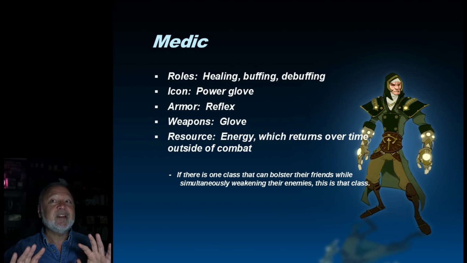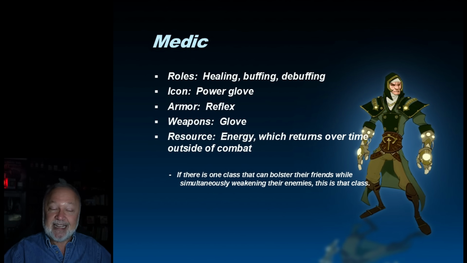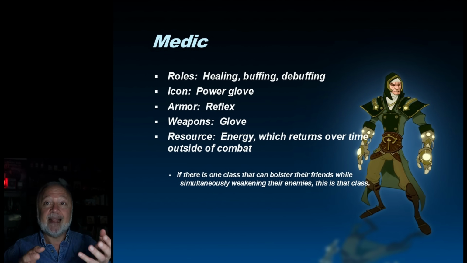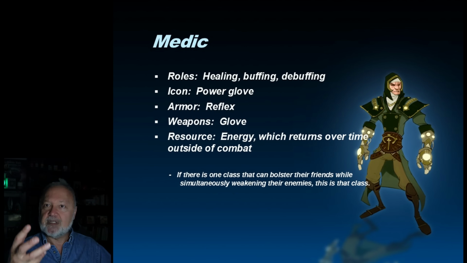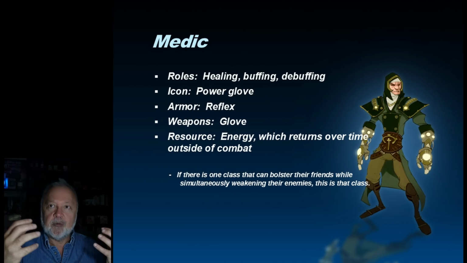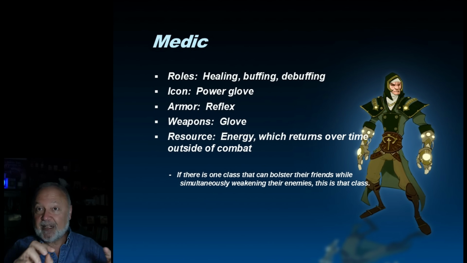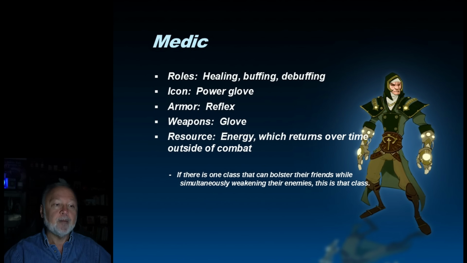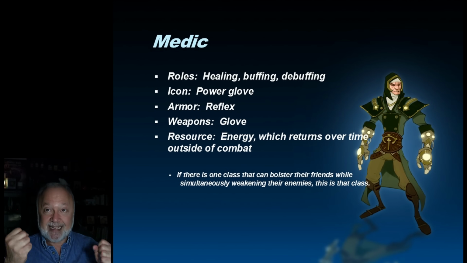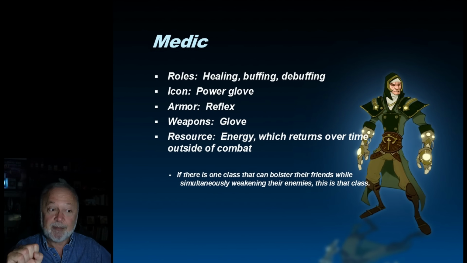The Medic, you could think of it as our healing class. He did the healing role. He could also buff friends and debuff enemies. His iconic thing was he had a power glove. All of his abilities came out of these big gloves he wore that were glowing. And that's how he'd heal people. That's how he'd buff and debuff people. His armor was called reflex armor. Very distinctive. His main weapon, he may not be holding something. They were his gloves. So even his attacks came out of his gloves.